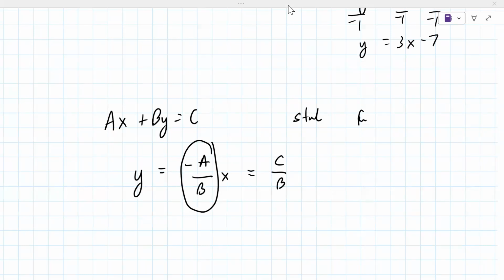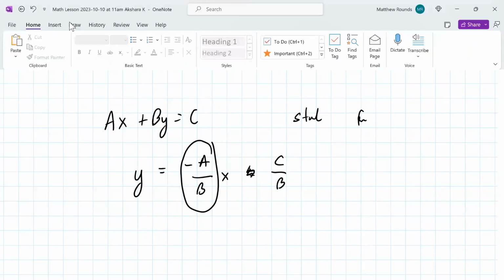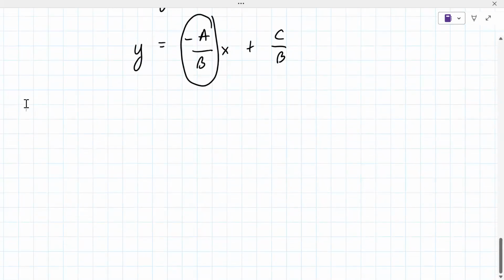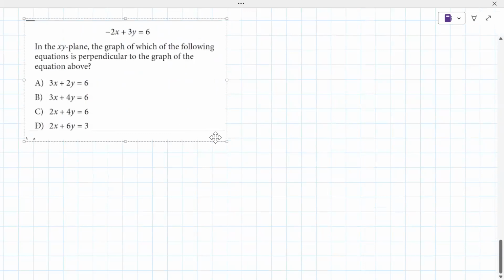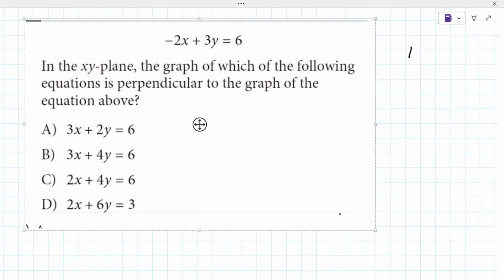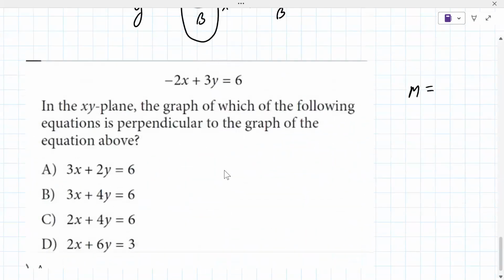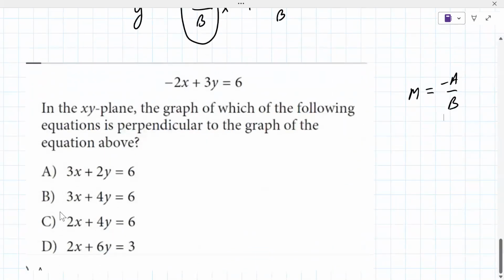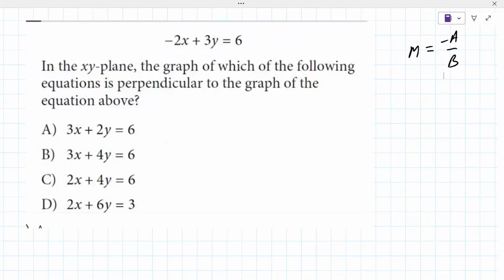And also notice that this is important too: the constant is not important. You should ignore the constant. Don't even try to calculate it. Don't divide that. Don't worry about that. All right, so here's a new question for you to think about. That slope equals minus a over b could be useful here. I'll throw that in here. Go ahead and give this one a try, please.